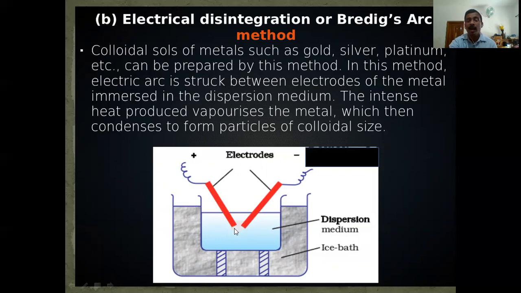here. Due to the formation of this electric arc, high temperature will be generated and this part of the metal will be evaporated. And that evaporated metal, because of the cold dispersion medium, will condense readily to form particles of colloidal size. As a result, you will get a metal sol.